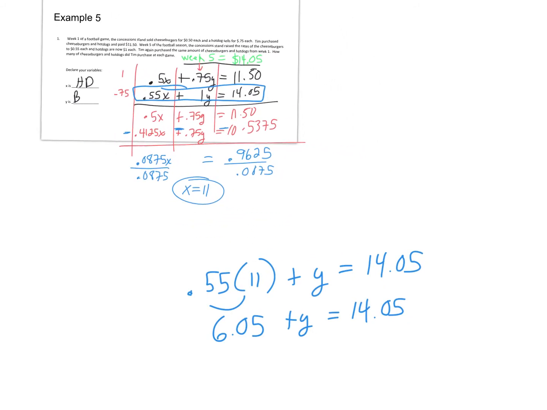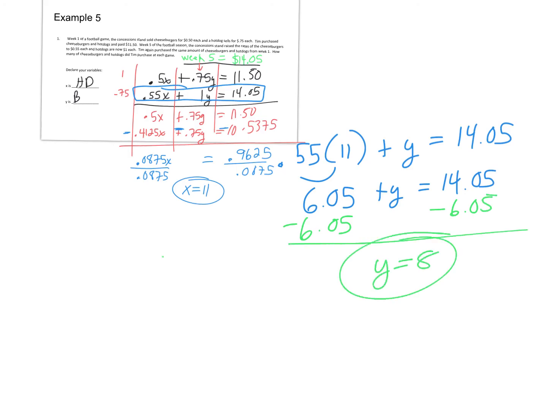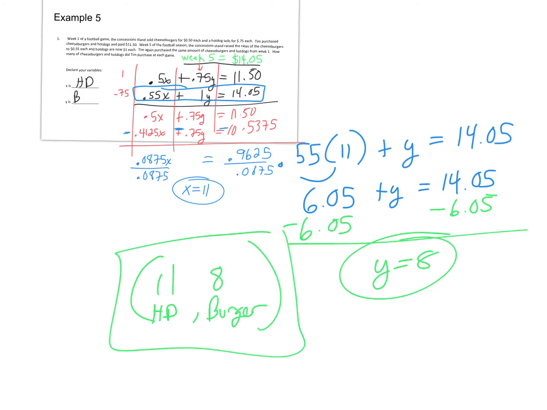Okay, now I'm going to move, minus the 6.05. Therefore, y is equal to 8. Yay. So we have 11 for the hot dogs. He bought 11 hot dogs, and he bought 8 burgers. So there's that one. Okay? Go on to the next one.